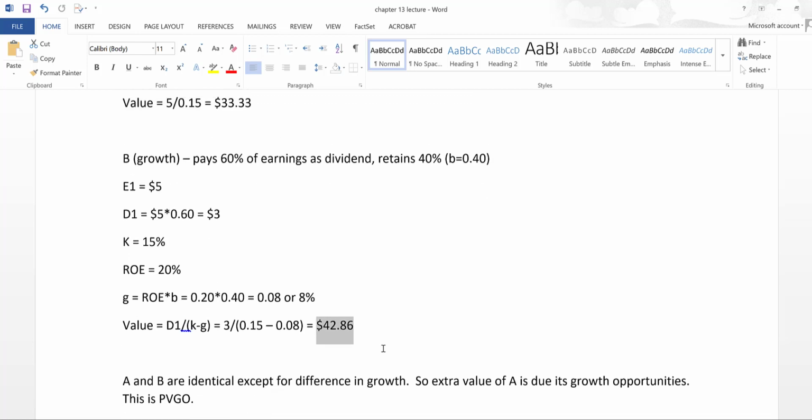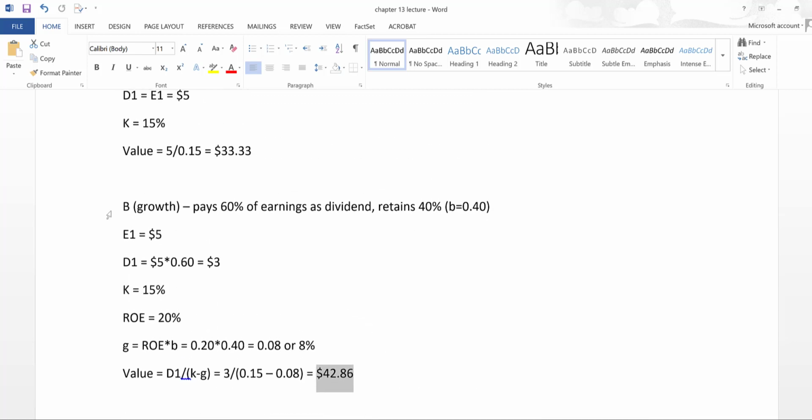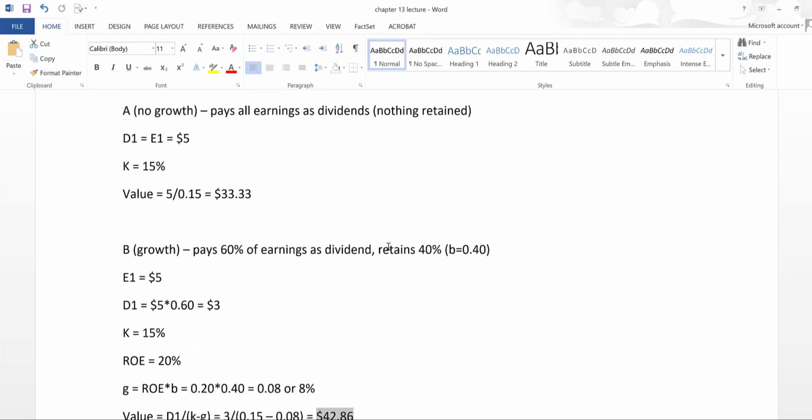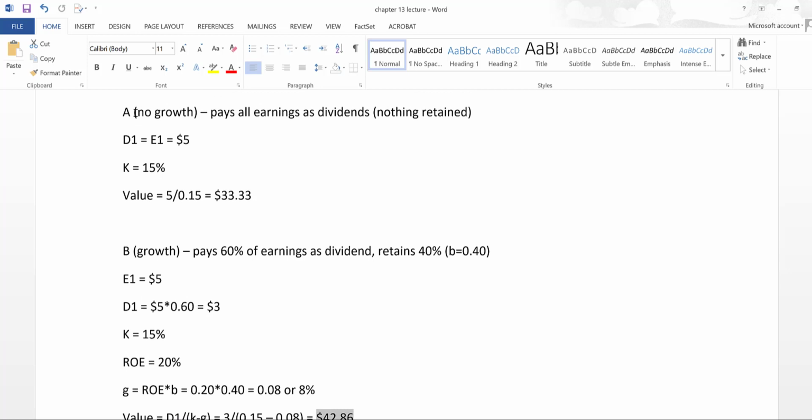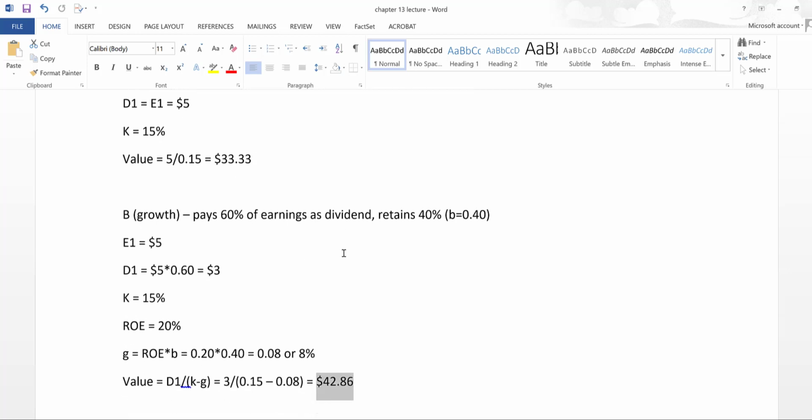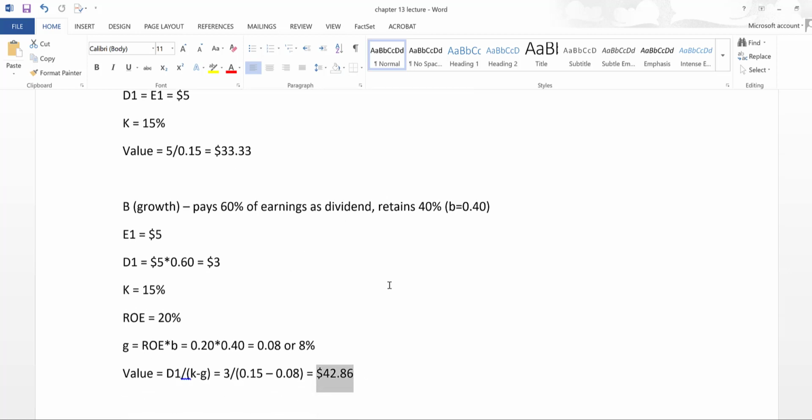So if we assume that this firm B paid out all of its earnings as dividends, so it did not retain anything, it would become like firm A, and its value would be 33.33. But it is not doing that. It is actually retaining 40% and reinvesting in the business. And by doing that, it is generating higher value for the shareholders.